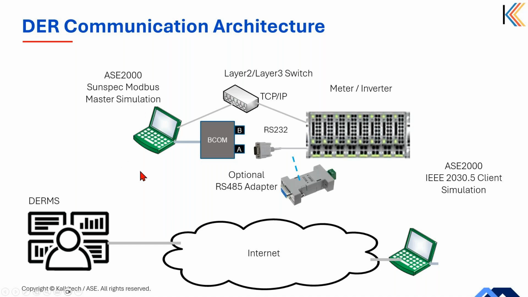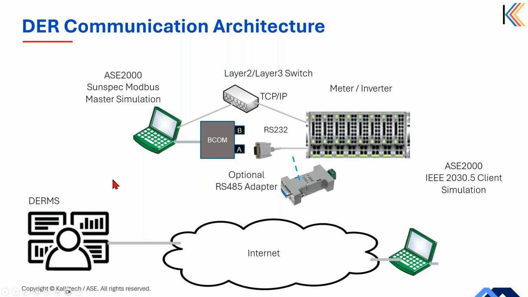But in reality, instead of AC2000, you will see something like a site gateway. The site gateway will collect the telemetry data from the meters either through serial channels or the TCP network. Then the site gateways will make a secure connection to the DERMS system. If you notice the bottom part of the slide, we are indicating a laptop with AC2000 with the IEEE 2030.5 client simulation. But instead of that, in a real scenario, you will see the site gateways establishing connection with the DERMS through the internet, through secure channels.